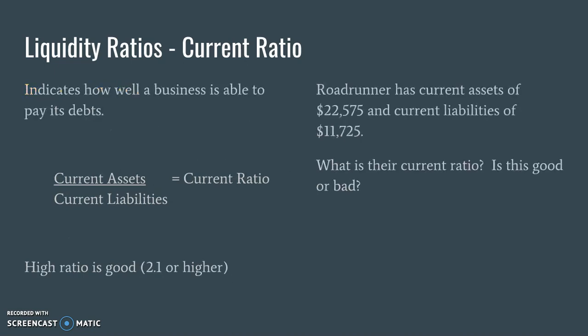Let's take a look at an example. The current ratio is going to be how well the business is able to pay its debts. Again, review: current assets divided by current liabilities equals our current ratio, and we're looking for a result of 2-to-1 or higher. So in this case, Roadrunner has current assets of $22,575 and current liabilities of $11,725. Is it a positive relationship in terms of our current ratio? Do we have a 2-to-1 ratio or better? And if not, or if we do, is this good or bad? Go ahead and do that calculation, practice that, and based off of what the current ratio is designed to represent, make a determination as to whether or not we have a good current ratio or a bad current ratio.